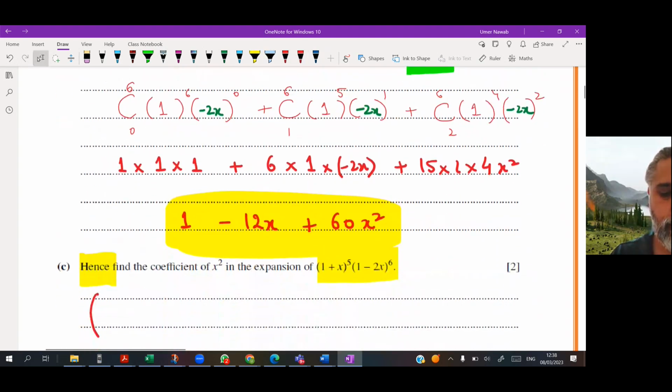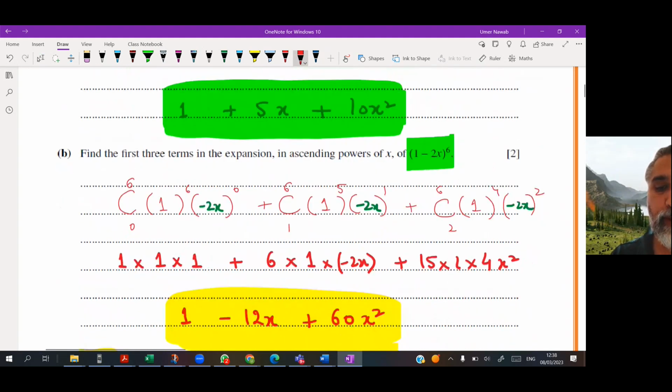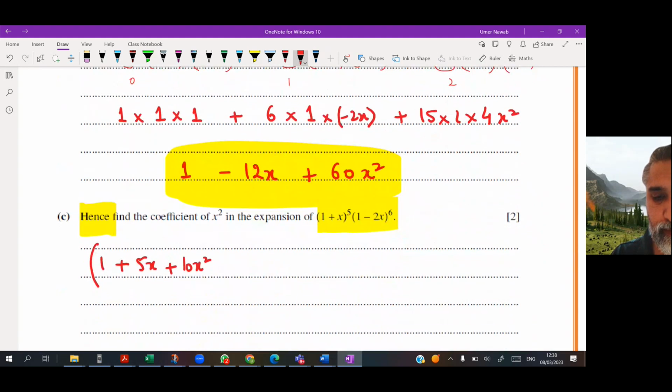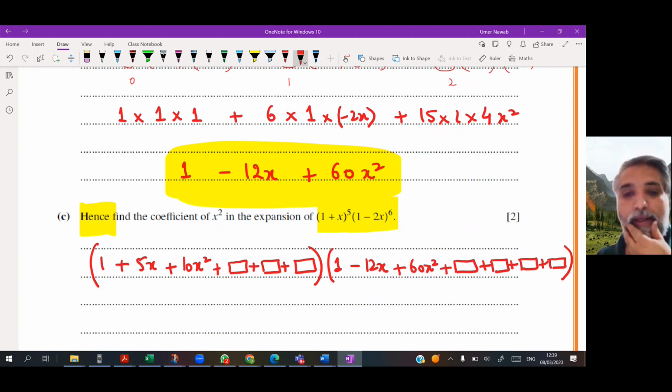1 plus 5x plus 10x squared. The other 3 terms, we don't need to write here because he didn't ask us. Otherwise, the 3 terms are there within this bracket. And 1 minus 2x raised to 6, we got 1 minus 12x plus 60x squared. And the other 4 terms we need not write. Clear?